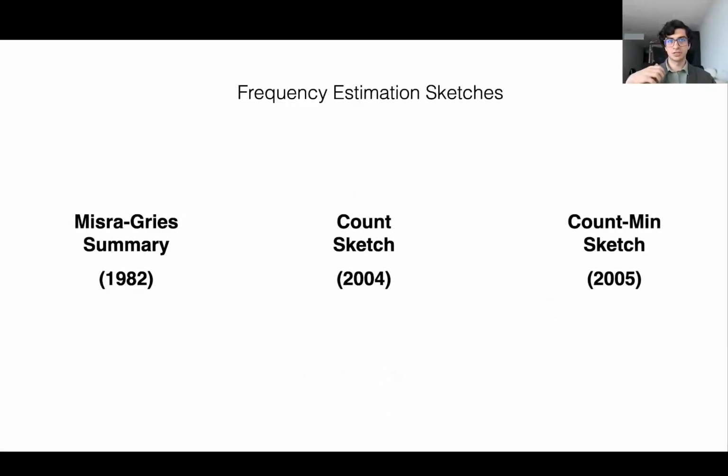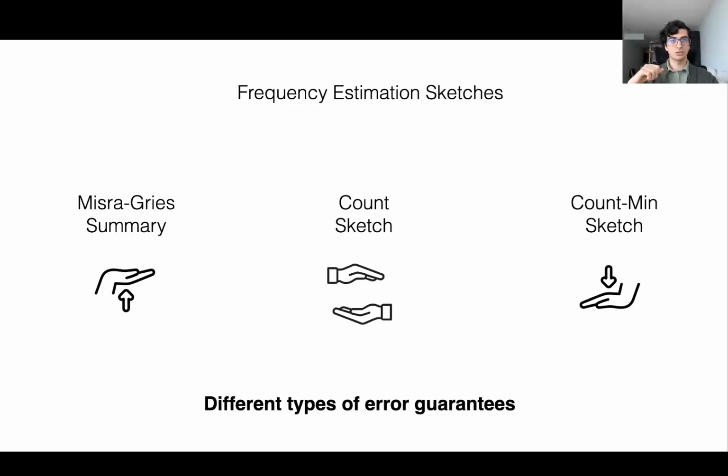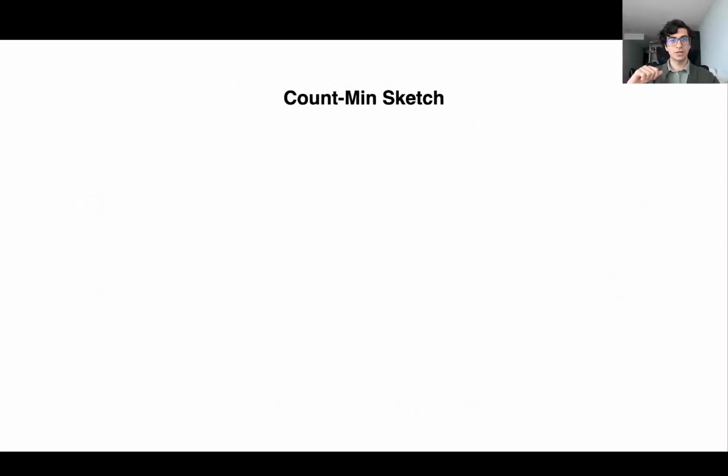Frequency estimation sketches have been studied from a theoretical perspective for many years, ever since the 1980s, and the many studied approaches are known to provide different types of error guarantees. So for instance, Misra-Gries always produces an underestimate of the frequency. Count sketch can both underestimate and overestimate, but it returns an unbiased estimate. And the count-min sketch can only ever overestimate the frequency of the key. Today, we'll be focusing mainly on the count-min sketch, though the approaches that we discuss are applicable to the other sketches as well.